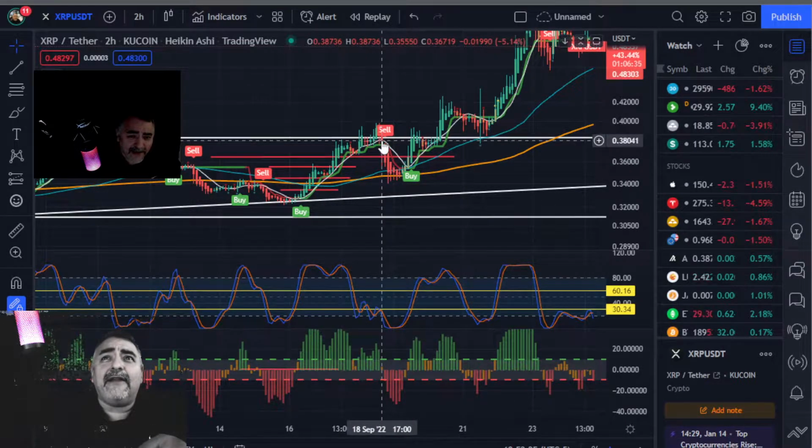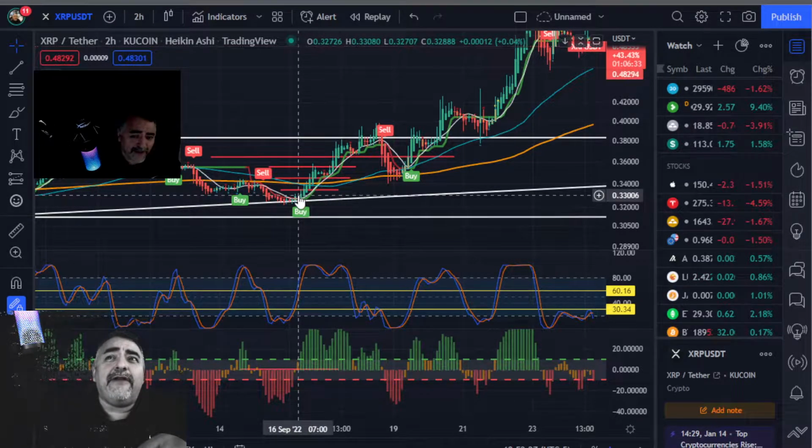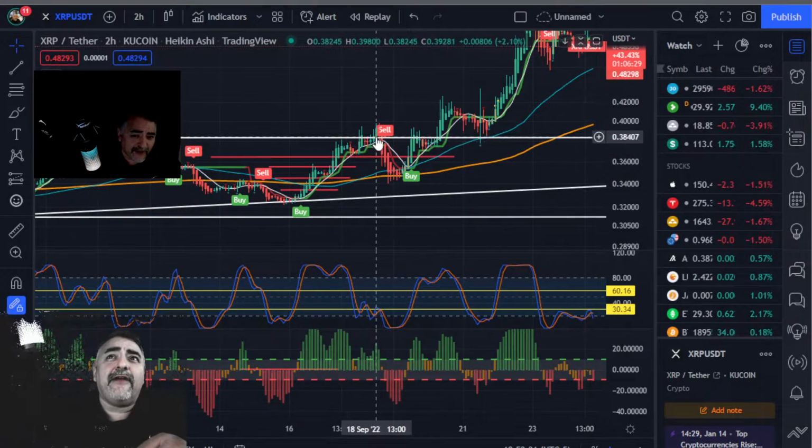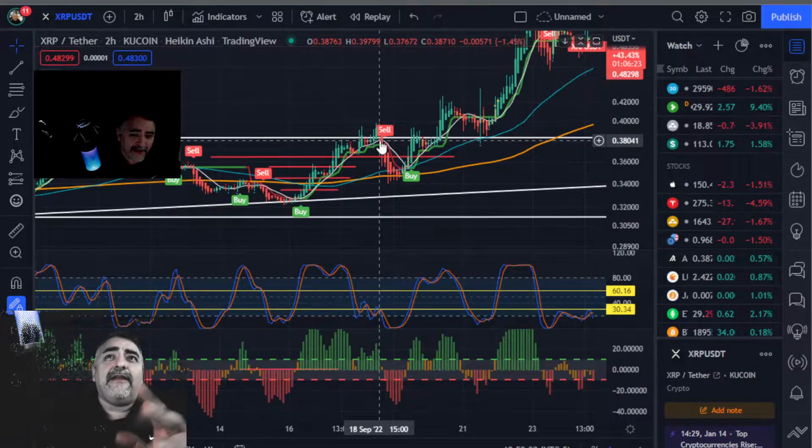Here's your entry at 33. You're coming up. There's your profit. And here's your sell sign hits, and the sell sign comes at 38 cents. So you can use the 2 hour to get out of a trade.